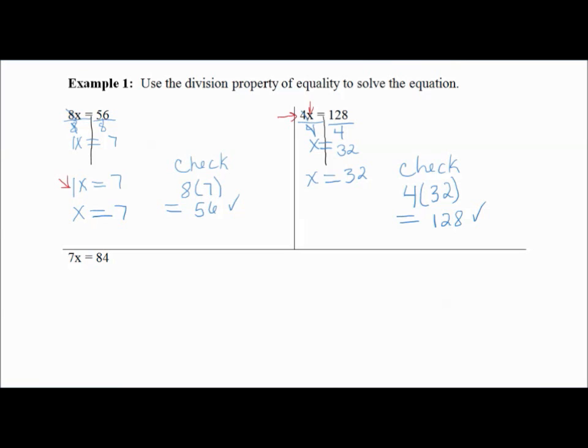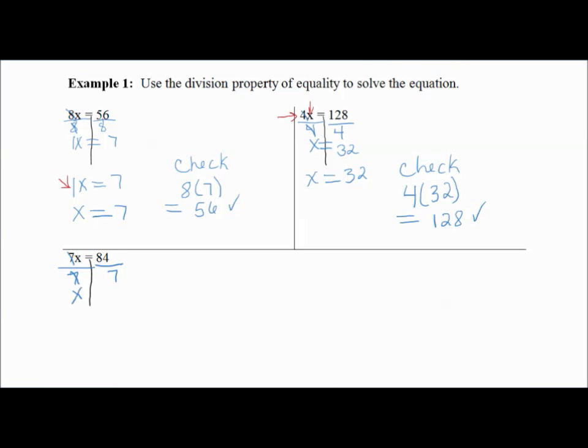The last one, start off the same way. Draw my little self-align, dividing my equation into two separate parts. My goal is to isolate the variable. This time, I'm trying to get rid of the coefficient 7. So that means that I need to divide both sides by 7. 7 divided by 7 is 1.